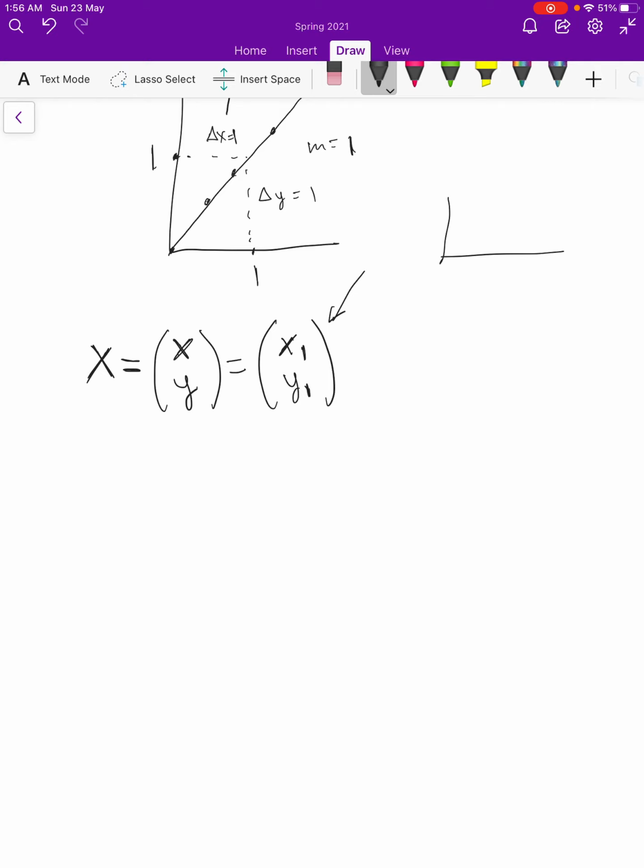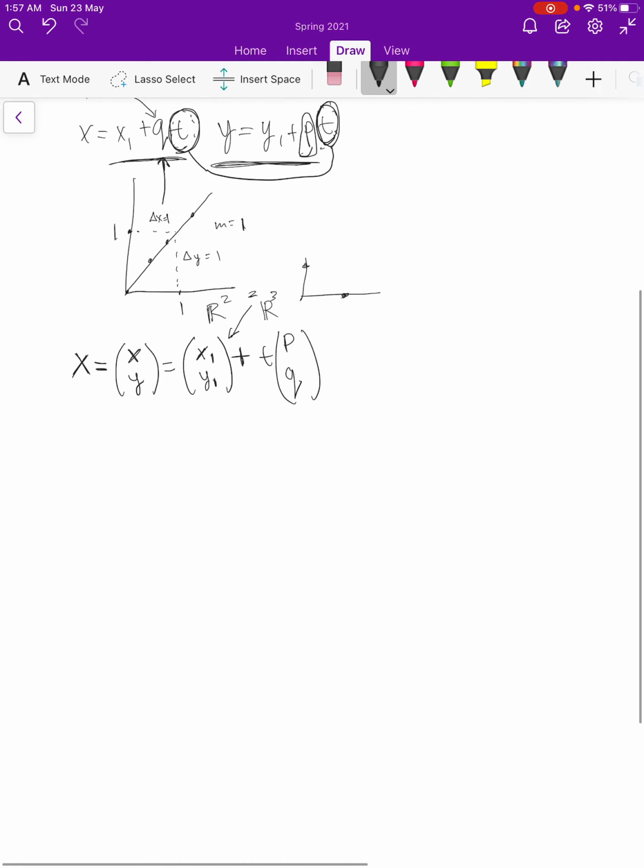We plot our x values and then our y values when we're working in R2. And if we go to R3, then we'd probably have a z value. It's standard notation. Then you want to add your t with your p and q over here. Now what this forms is the basic calculation that we just said, because we have an equation now. It's called a parametric equation.